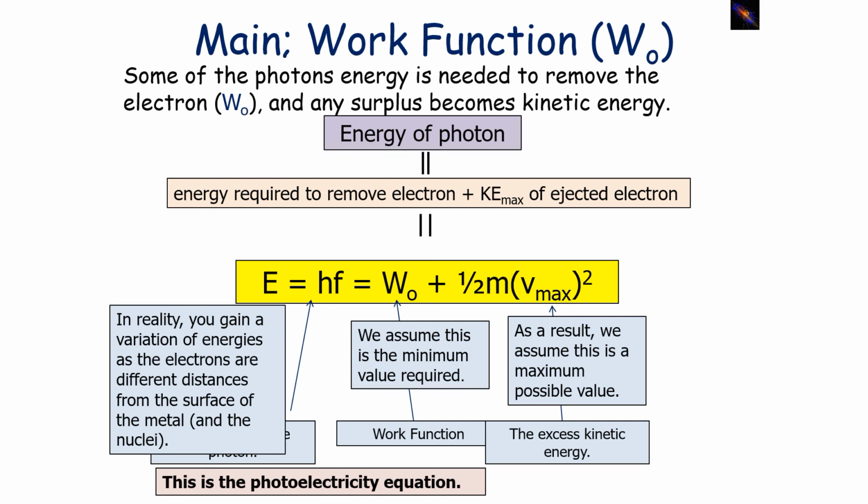Now in reality, you gain a variation of energies as the electrons are different distances from the surface of the metal when they are emitted, so they're not all emitted with the maximum value.